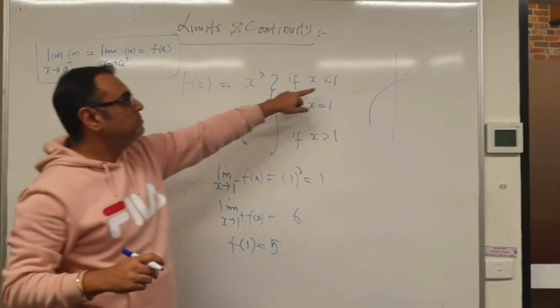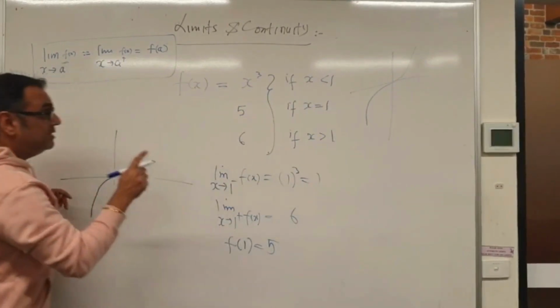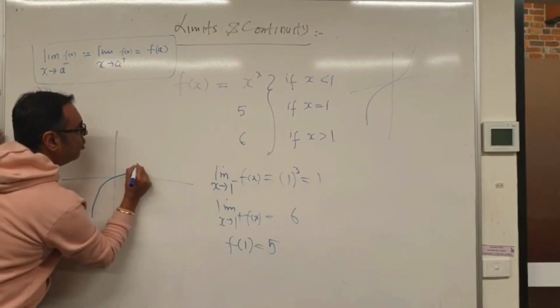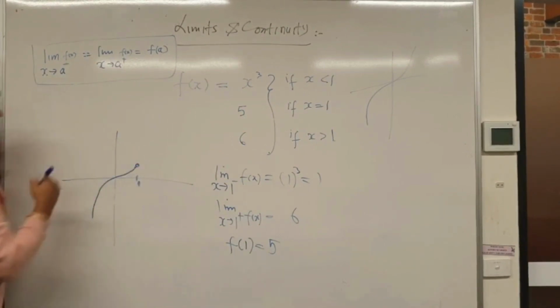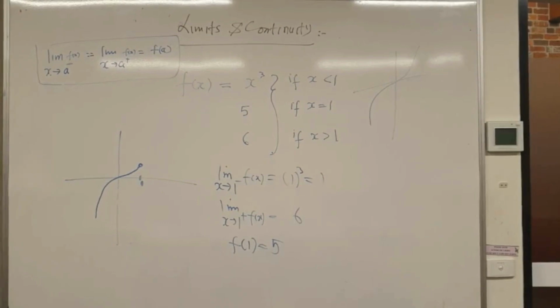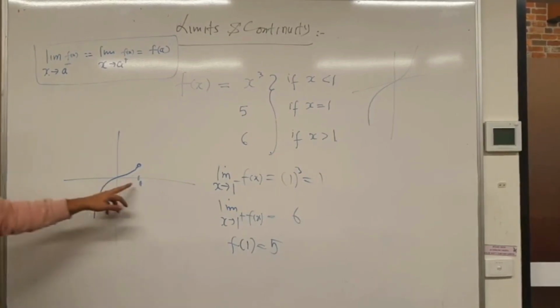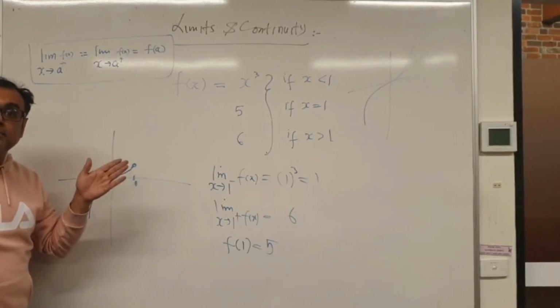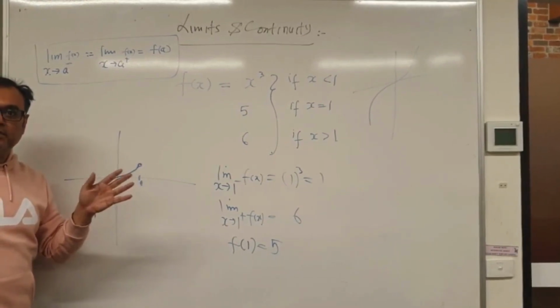Because now it is less than 1, I will draw an open circle here. That means 1 is not included. Right? Still awake?